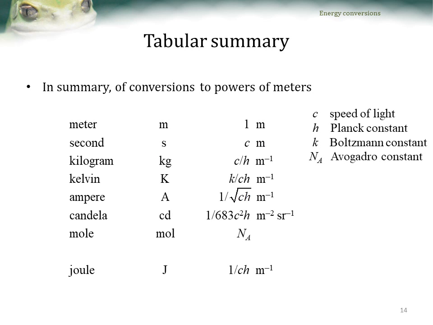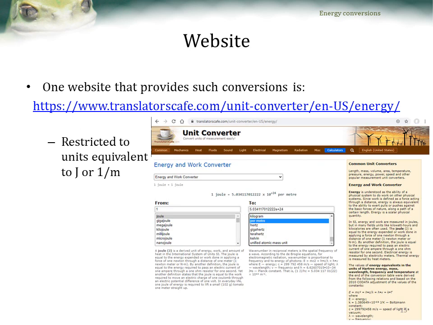Thus, in summary, we have a table of the following equivalencies, where, for example, a second is equivalent to C meters and a Kelvin is equivalent to Boltzmann's constant over the speed of light over Planck's constant per meter. Now, one website that provides such conversions is seen here. However, this website restricts units to those that are equivalent to energy or joules or per meter.